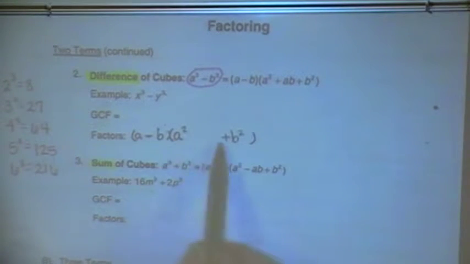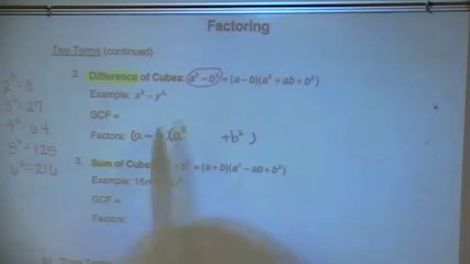So remember, I said this is going to be a trinomial. To get that middle term, you multiply these two. That's going to be ab.